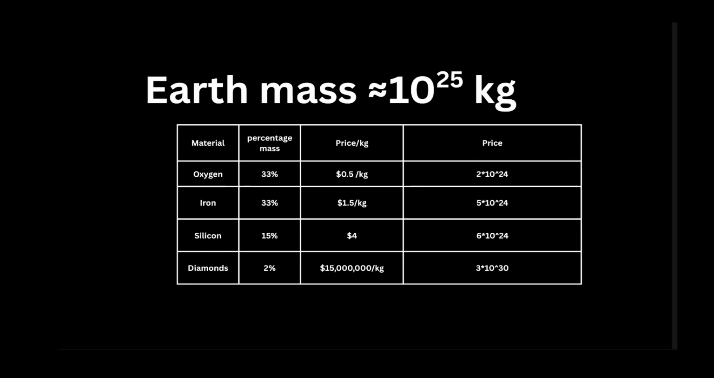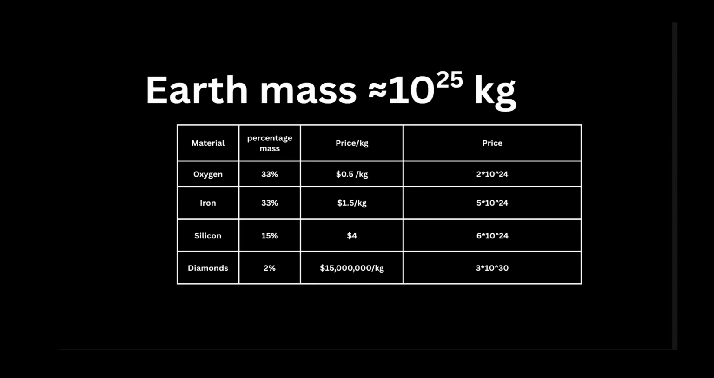Oxygen and iron make up most of Earth's mass, with about 33% of it. Silicon maybe 15%, and diamonds probably 1 or 2%. The price of oxygen is about 50 cents a kilogram, maybe $1.50 a kilogram for iron, and about $4 a kilogram for silicon, and maybe around 1 million to 15 million dollars for diamonds. So multiplying that all out, you get 2 times 10 to the power 24, 5 times 10 to the power 24, and diamonds is about 3 times 10 to the power 30.